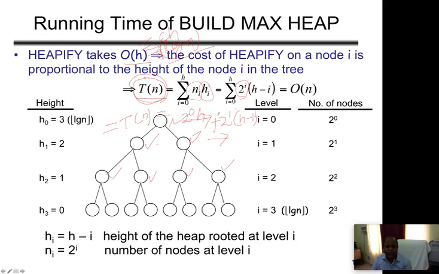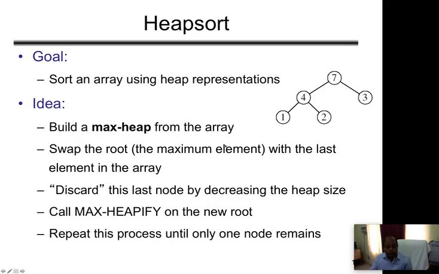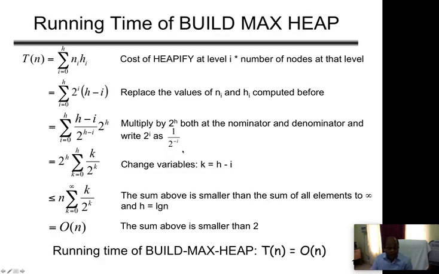In this case, and how many elements are there? 2 to the power i, that is 2 elements, and in this case I can write 2 to the power 2 into h minus 2. Like this I will add, and that will be the T(n), and you see, i is 2, 1, 0.